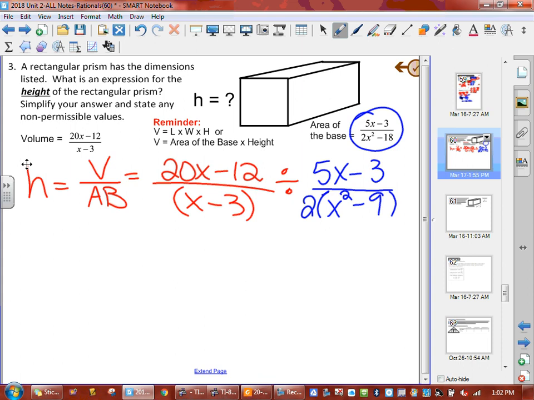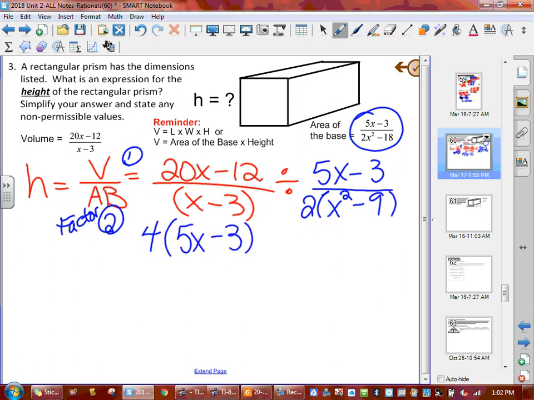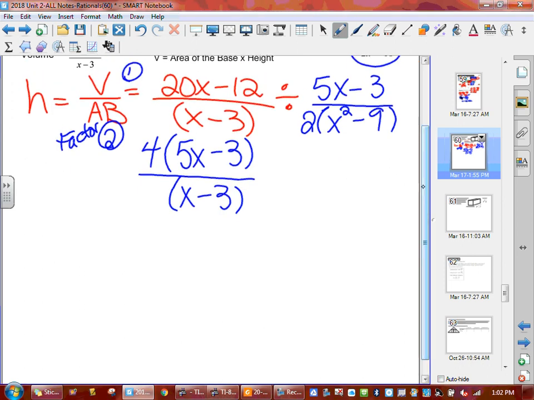So, factors, next step. So step 1, write it out. Step 2 is factor. So at the top here, I'm taking a 4 out, and I'm going to get 5x minus 3, all on top of x minus 3. On the right-hand side, I am now going to take the divide sign and I'm going to change it to a timesing. So I'm changing it to timesing, but when I do that, I got to flip this guy upside down. So now the 5x minus 3 is on the bottom.